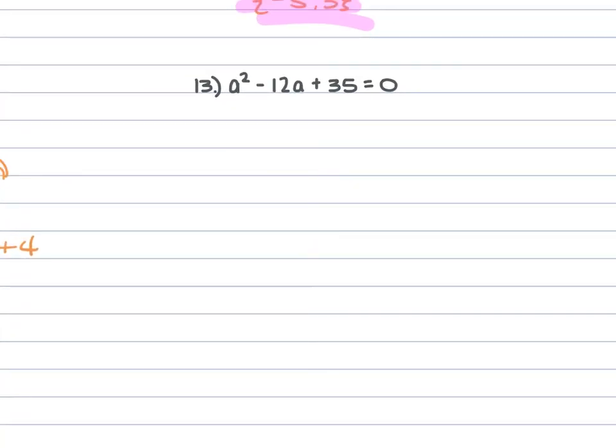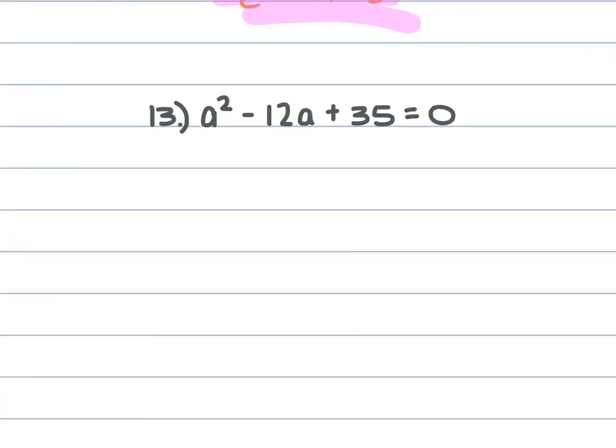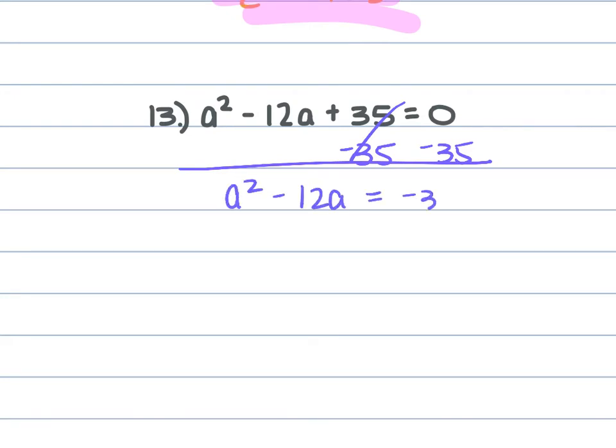For 13, we have a squared minus 12a plus 35 is equal to 0. So for this one, we're going to subtract the 35 from each side, like we've done with the last ones. We have a squared minus 12a is equal to negative 35.